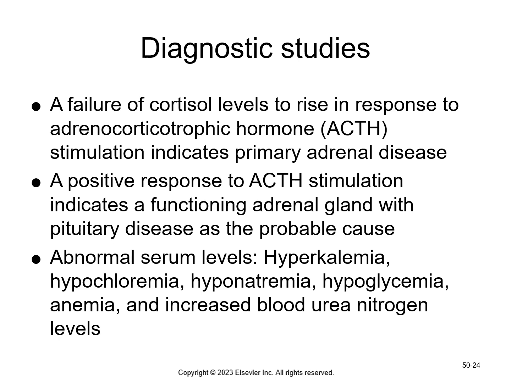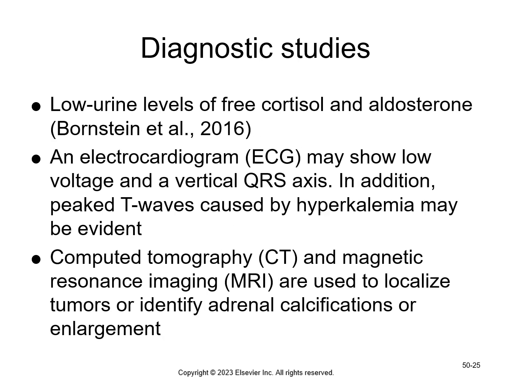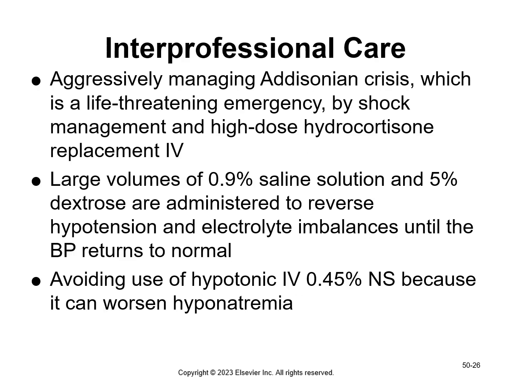And then serum levels of potassium, chloride, sodium, etc. are monitored to see if there is hyperkalemia or hyponatremia or hypoglycemia. And these serum abnormalities are usually also associated with Addison's disease. Urine levels will show less amount of cortisol or aldosterone levels. ECG changes might occur as a result of hyperkalemia. We could see T waves are peaked. CT or MRI shows if there is any calcification or tumor in that adrenal gland.